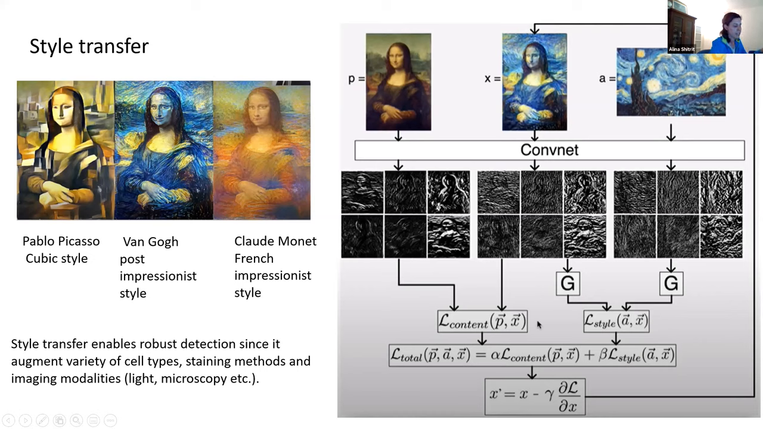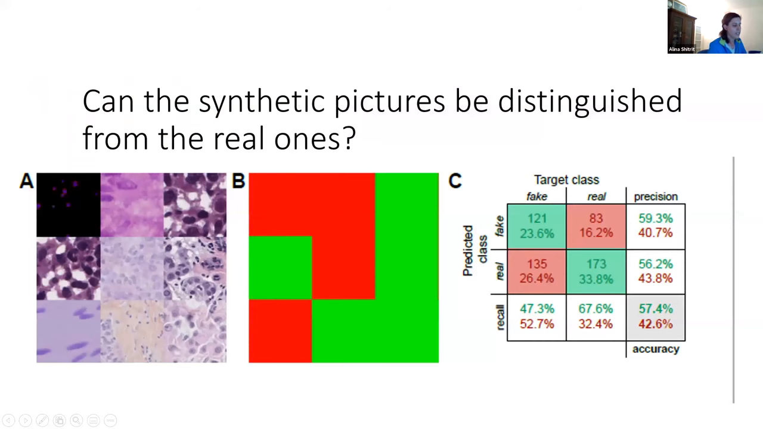A very cool thing they did here in the paper is they asked whether the synthetic pictures can be distinguished from the real ones. For this, they took several fake and real images and gave them to experts in their institute. And they asked them, in each panel there are several fake ones and several real ones, do you think it's real or fake? And very interestingly, it couldn't be distinguished, because for the fake ones, only about 59% were predicted as fake. And for the real ones, about half, 56%, were predicted as real.